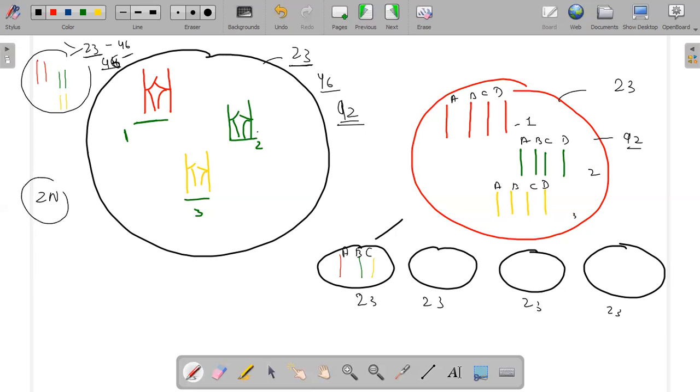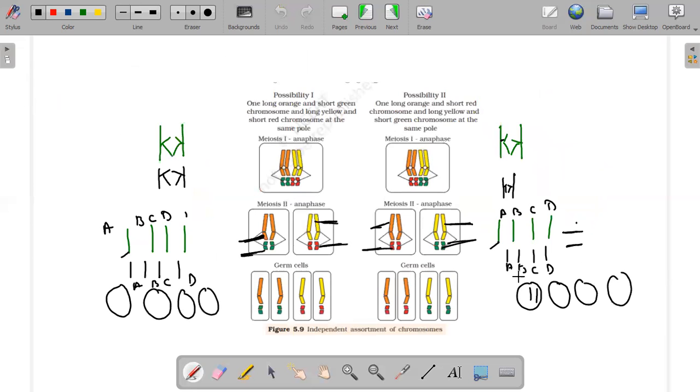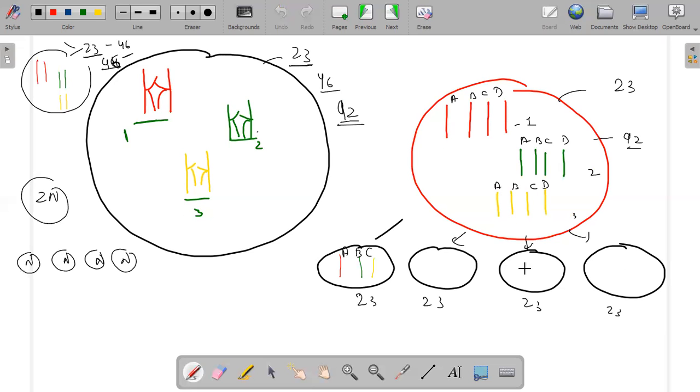So we start with the 2n number and we end with the n number. So here the loading is 92 for 92 chromosomes, and they are distributed like this. So this diagram is explained here. I explained the full diagram, and it is just to give you an idea. You don't have to draw everything, and you don't have to explain everything.